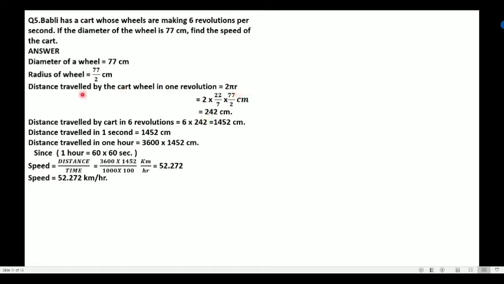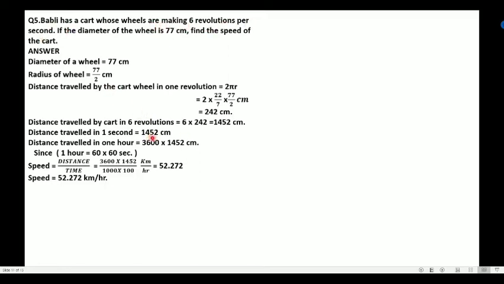So the distance traveled in one revolution is 242. Now how many revolutions are being made? 6 revolutions. So in one it is 242. For 6 revolutions this will be 6 into 242 and it will give you 1452 centimeters. Now you see this is in centimeters. I am leaving it like this right now. This is the distance which is 1452, the distance traveled per second. You see here in the question it is given that the cart has made 6 revolutions per second.